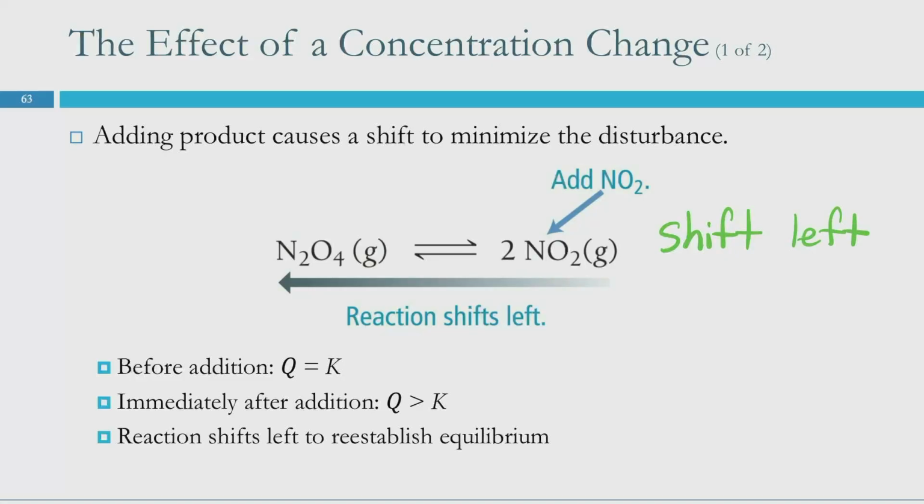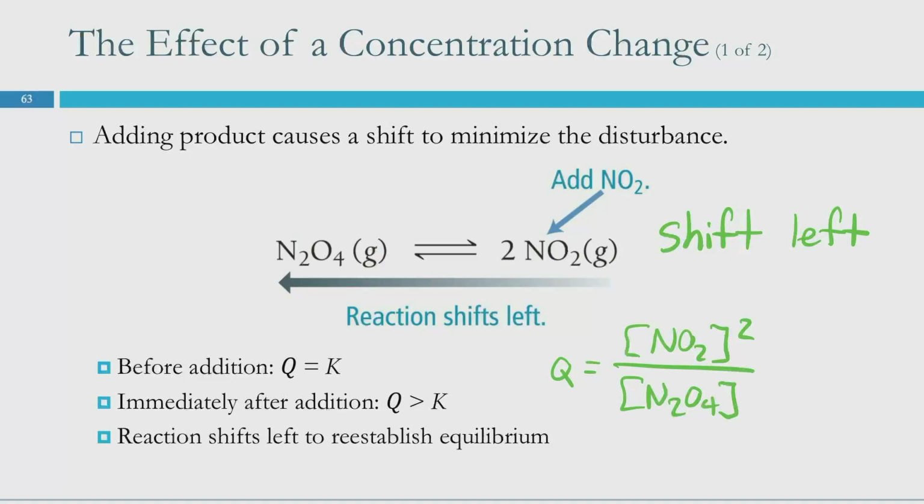We've got extra stuff on the right side, so we need to get rid of some of that and shift it back into reactant. Another way that we could evaluate this is with our reaction quotient. So remember that our reaction quotient is the same sort of expression as our K, our equilibrium constant. It's just at any state. It's not only at equilibrium.